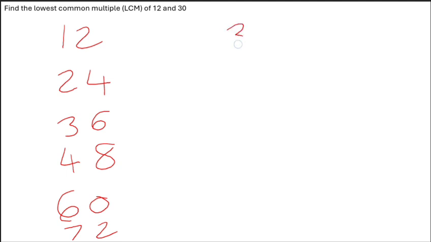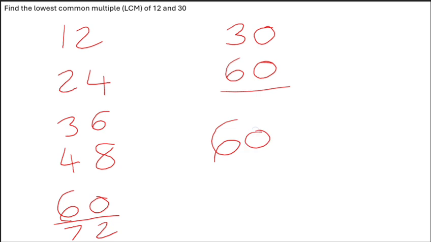Okay, so you'd start off with 30, 60. Here we've got 60 in our 30s and 60 in our 12s. So our lowest common multiple for 12 and 30 is 60.